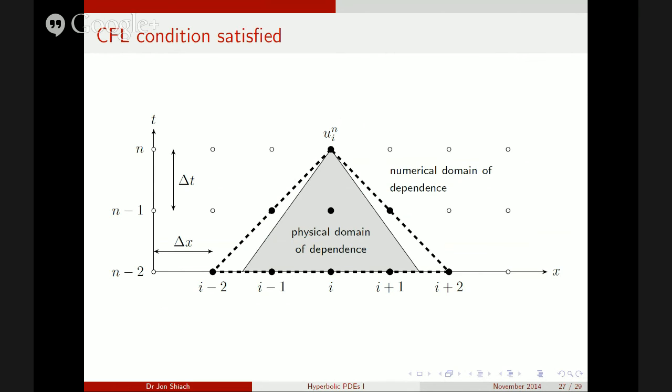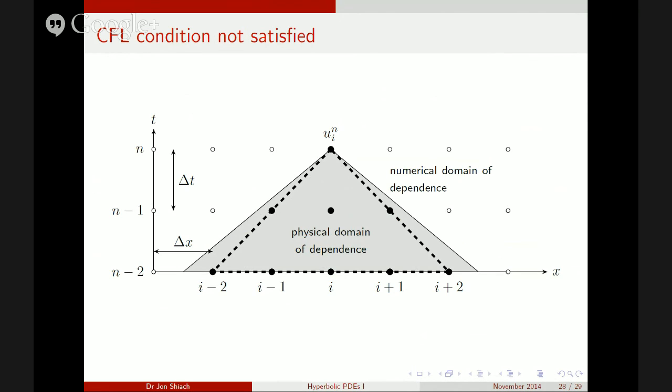Okay, so in this case, let's say this is a forward time center space scheme. That node depends upon the previous node and its left and right neighbors. Each of these nodes on this level depends upon its previous node and its left and right neighbors. So in this case, the boundary of the numerical domain of dependence is given by this dashed line, and all these points are colored in black. The physical domain of dependence is given by that gray area. That's when it's satisfied, we have the CFL condition satisfied. The physical domain is contained within the numerical domain.